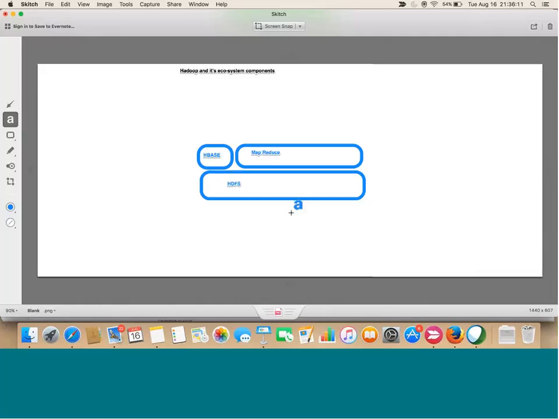Now look at the example that we have been talking about. This is my Hadoop cluster. In my Hadoop cluster, I have HDFS. I store the data here. This is my storage component, and I process the data through the MapReduce.